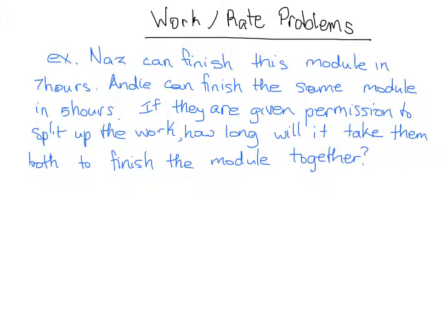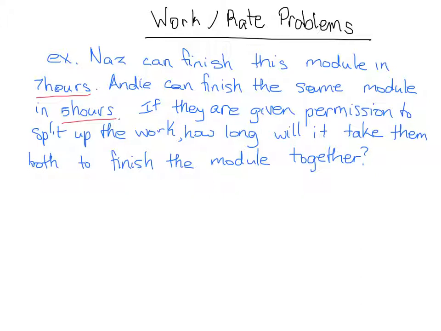In this video, we'll be looking at work rate problems, and we will be relating that to what we've been learning so far with rational expressions and equations. All right, so in this problem, we have that Naz can finish a module in 7 hours, and Andy can finish the same module in 5 hours. So those two things are our knowns.